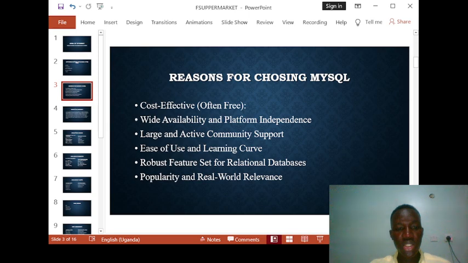So I've chosen MySQL because, one, it is cost effective. It's cost effective since it is even free online. You can easily get it there. So widely available and platform independence. Because of its cost effectiveness, you can find it around because it is cheaper for someone. Then large and attractive.